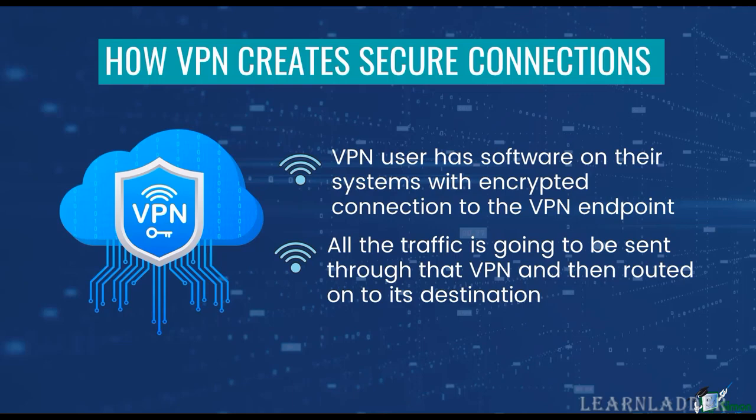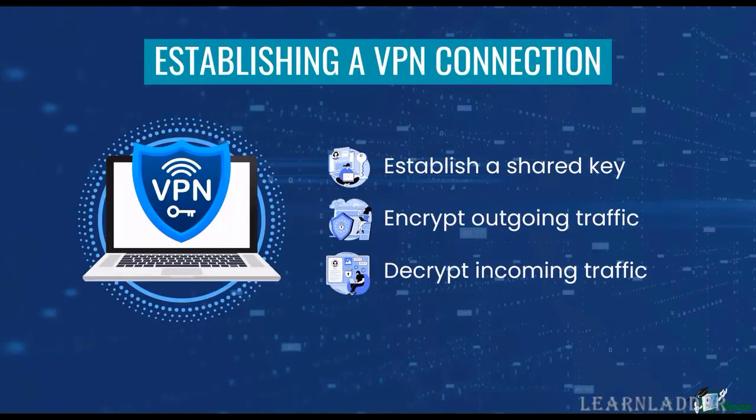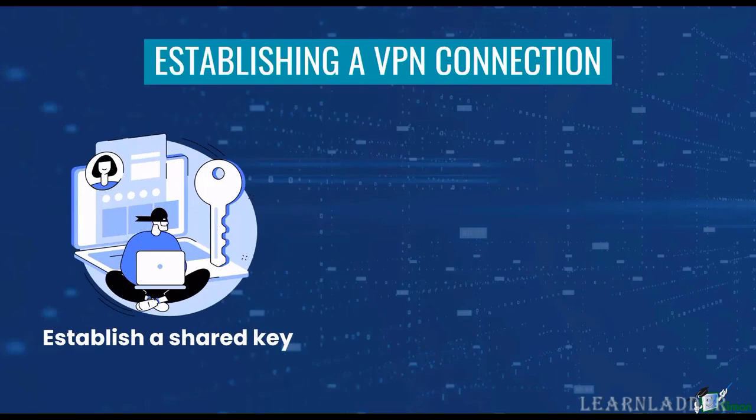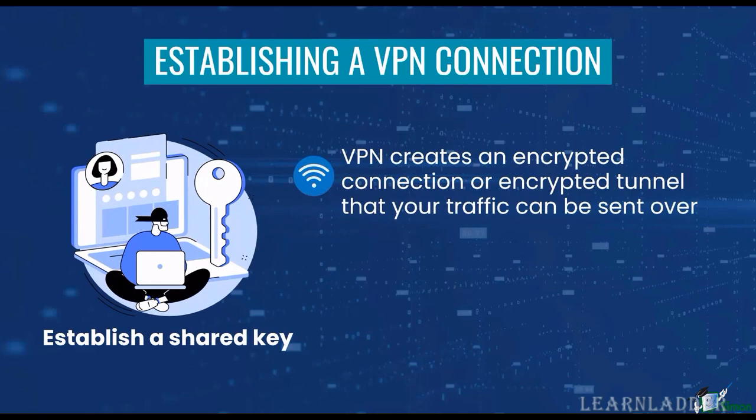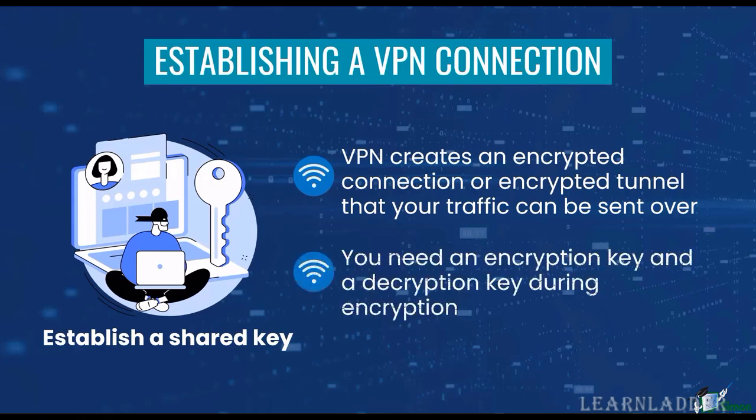A VPN connection can be established or set up using various protocols. However, in a nutshell, they all come down to a few steps. The first step is establishing a shared key. As we mentioned, a VPN creates an encrypted connection or tunnel that your traffic can be sent over. With encryption, you need an encryption key and a decryption key.